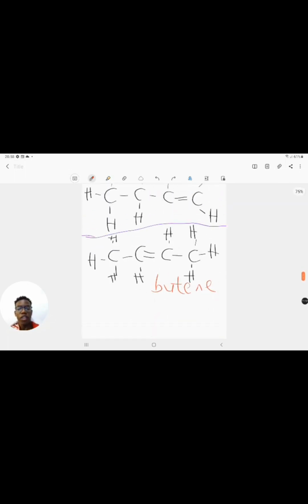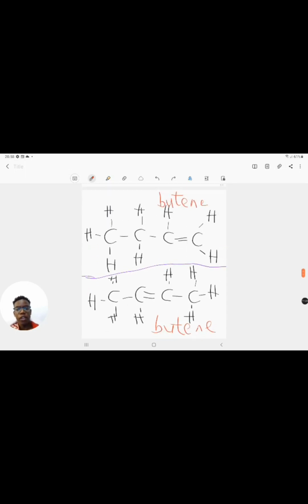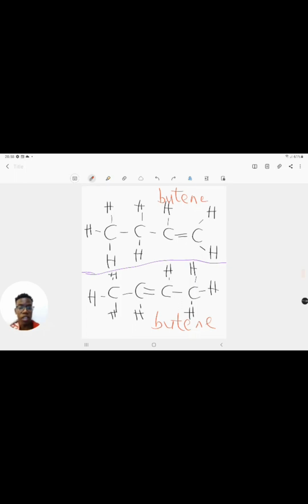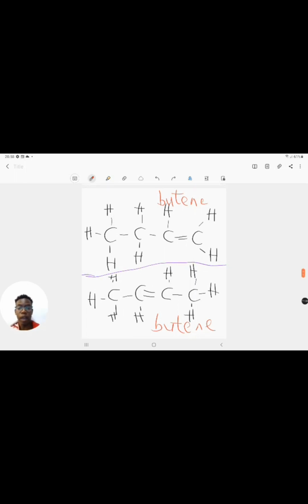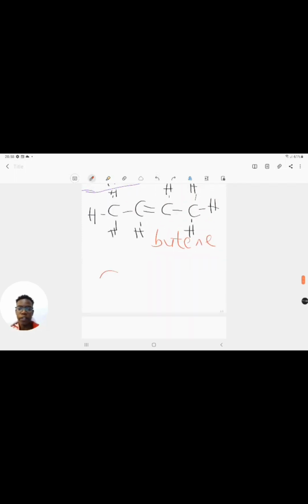Now, before I tell you how exactly to give out that information, there's a term that I want you to get familiar with, and that is structural isomers. If you look at this butene, how many carbon atoms does it have? It has 1, 2, 3, 4 carbon atoms. Therefore, the formula is C4.